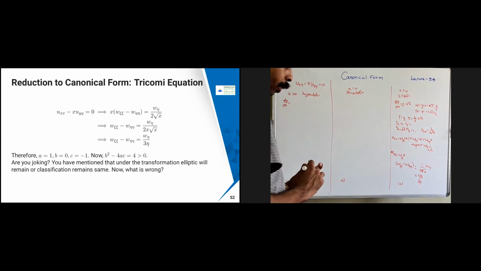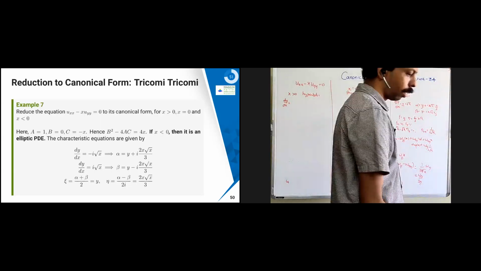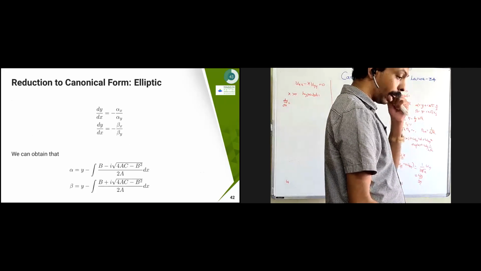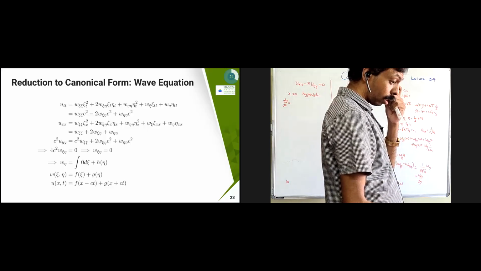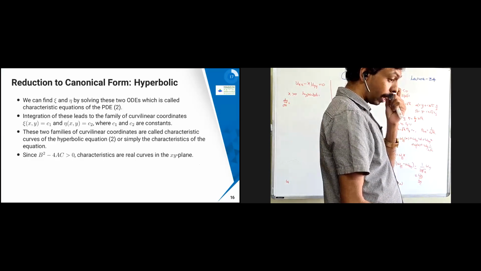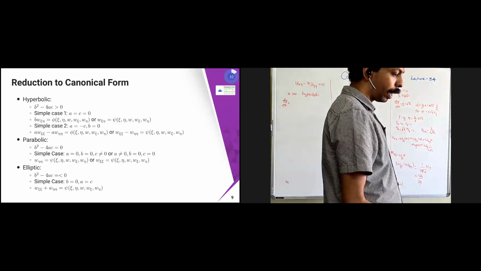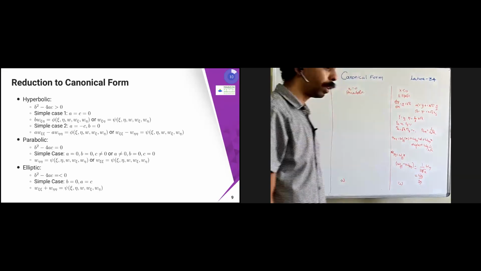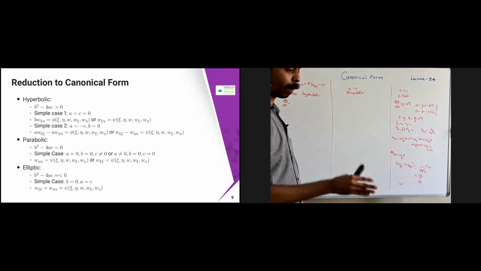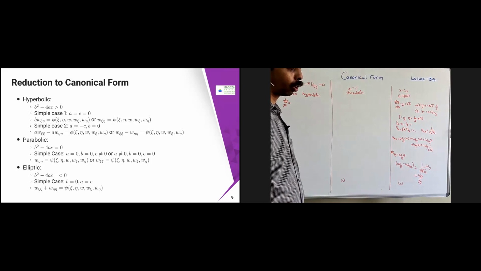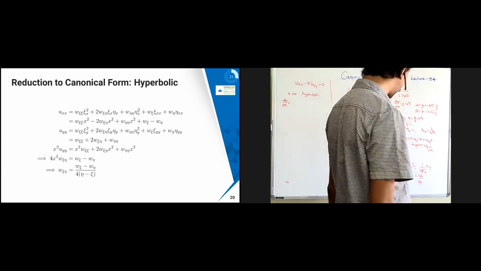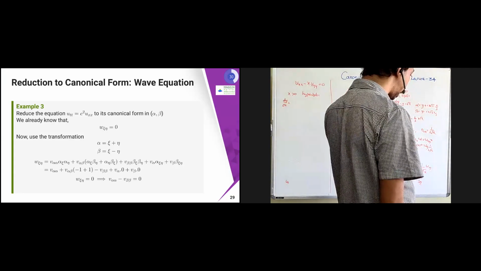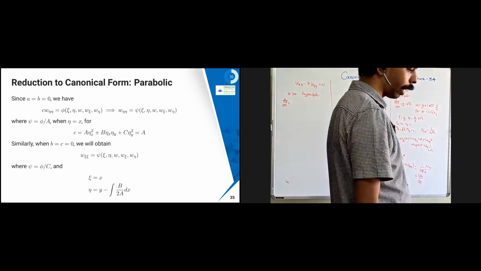Now, if you remember our elliptic case, in the very beginning we discussed 3 cases. In the very beginning of the class, I mentioned b square minus 4ac less than 0. So it should be of this form: w chi chi plus w eta eta equal to psi of chi, eta, w, w chi, w eta. Now what I got is w chi chi minus w eta eta equal to w eta by 3 eta. I got it. Correct?